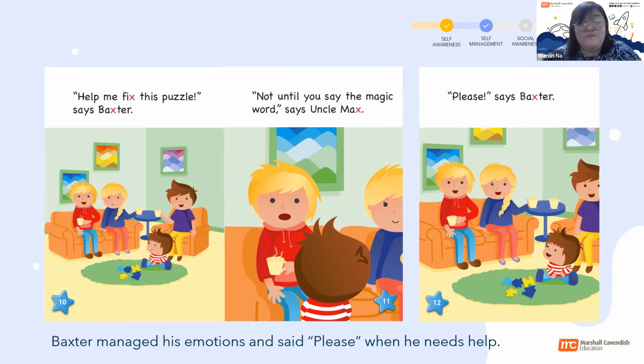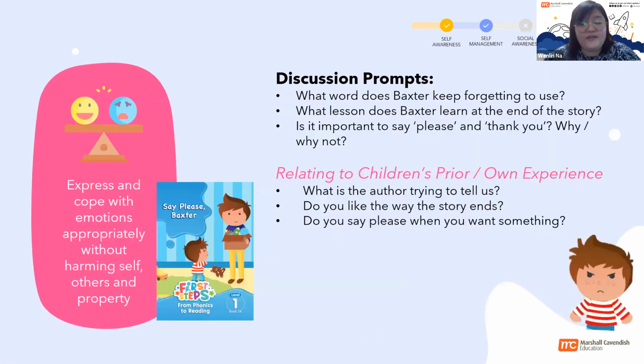All right, so moving forward, eventually, the story also provides some sort of a solution or method for young Baxter to manage his unhappy emotion. It moves on to illustrate that, once he says please, his uncle is willing to help him and everyone is happy. So this story becomes something that children can learn and model after when they're going through this story.